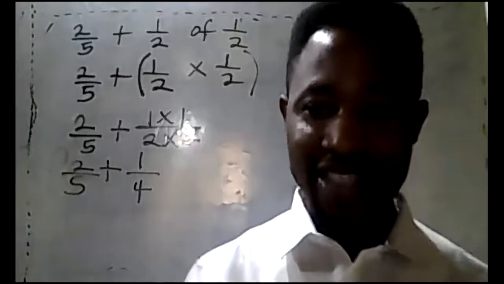So like I said, we were here, that is 2 over 5 plus 1 over 2. So what you're going to do is find the LCM of the denominator, 5 and 4. The best way to do it is the LCM of 5 and 4 is the product of 5 and 4. And what is the product of 5 and 4? That is 5 times 4, which is 20. And you're going to put that here.